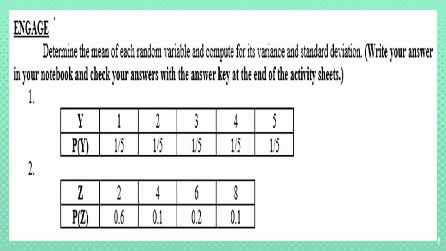For the engaged, determine the mean of each random variable and compute for its variance and standard deviation. Write your answer in your notebook and check your answers with the answer key at the end of the activity sheets. Now take note, you have to compute first for the mean. If you already have the mean, you can compute now for your variance and the standard deviation.